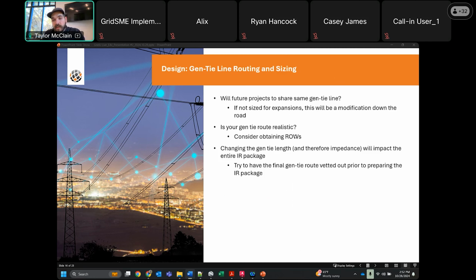So, oh yeah, I touched on this already. Changing the gen-tie length definitely can be done. You don't have to have the final gen-tie length before the package is started, but anything that you can do to have that pinned down ahead of time is definitely much appreciated by your consultant.